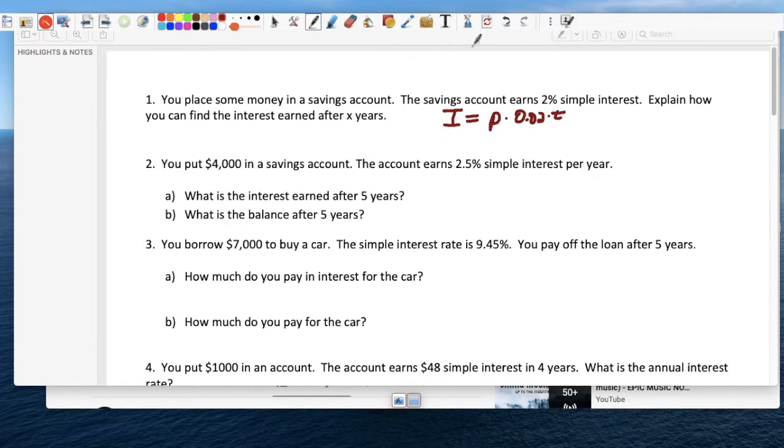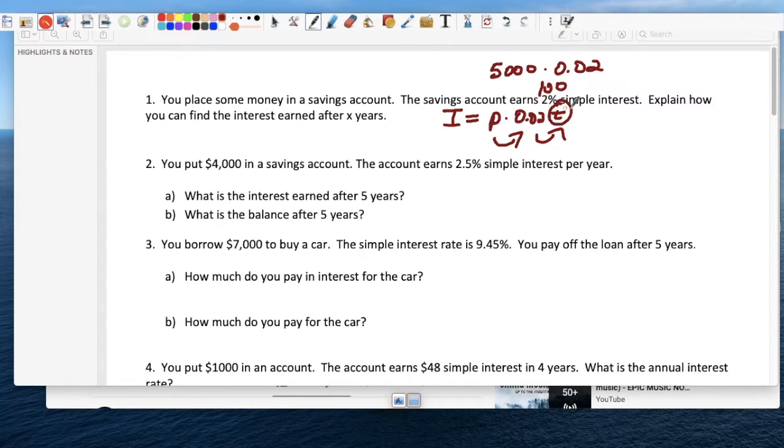So you can explain that by saying you would multiply the amount of money that you deposit times the interest rate, and then multiply that by the number of years, because this is 2% simple interest, usually by year. So let's say it was $5,000 that you deposit. If it was just for 1 year, you would go 5,000 times 0.02, and that would give you $100. So that's 1 year.